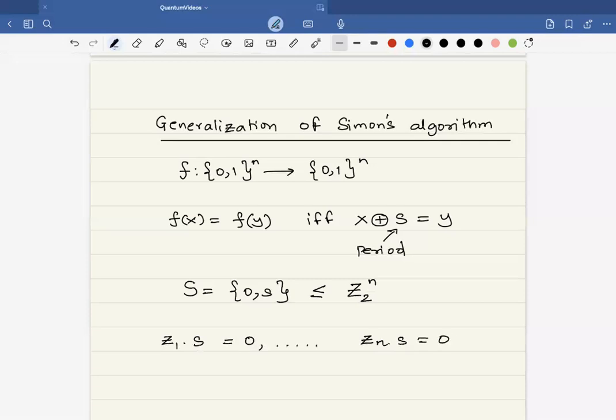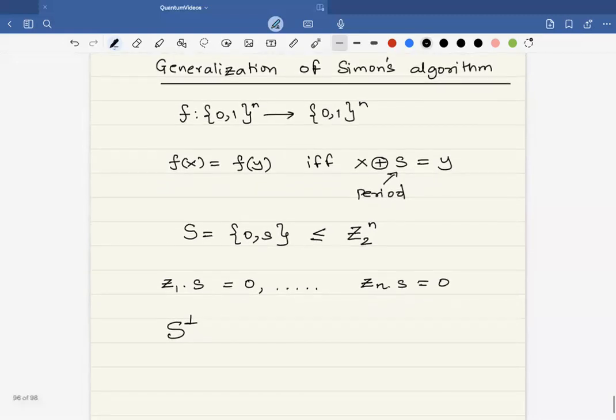And therefore, what we get is an element of Z perp, or the orthogonal complement of the span of S. And if we get all these vectors Z1, Z2, and Zn as linearly independent, then we get a set of linear equations which we can solve, and then we get to the Simon's solution, right? We get the secret integer S.